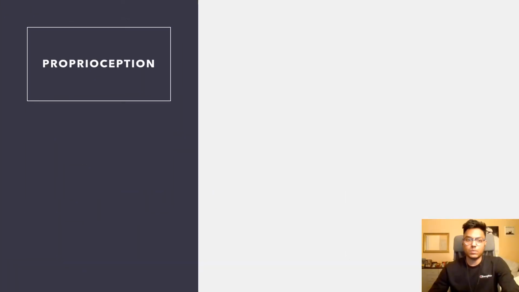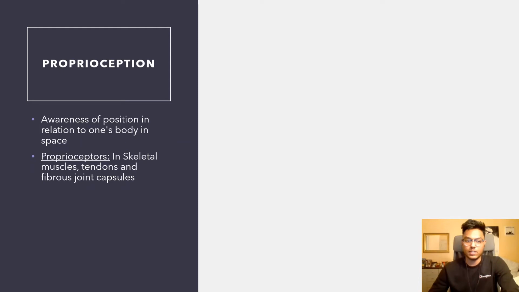So what is proprioception and what do we mean by it? It is basically the awareness of our body parts in relation to oneself in 3D space. This proprioceptive information is sensed by specialized mechanoreceptors that are present in our skeletal muscles, tendons, and fibrous joint capsules. This information in turn is transmitted to the CNS via the posterior column, which we've been talking about, and additionally via the spinocerebellar tract.